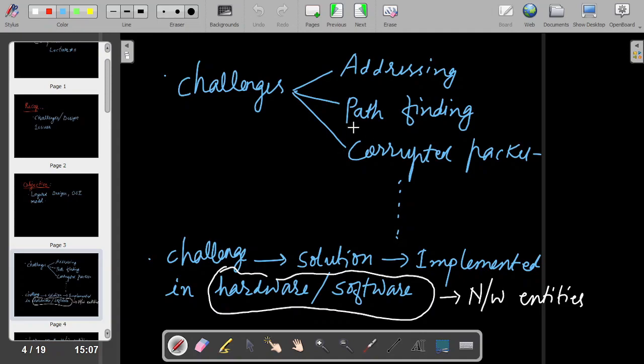The second challenge was pathfinding. Pathfinding means that to send a packet from source to destination, a path should be available, and the packet will travel through that path and reach the destination. That issue is known as the routing problem, and there are many routing algorithms available in the literature.